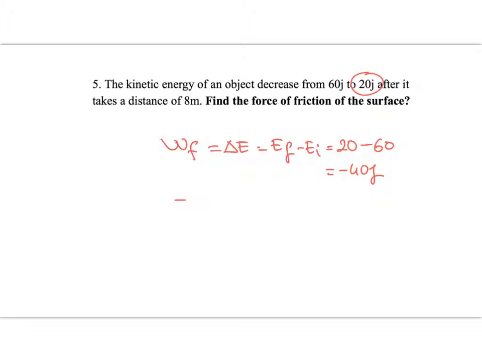The work done by friction is equal to minus F times distance, which is equal to minus 40. The distance is equal to 8, so F times 8 is equal to 40. So the force of friction is equal to 5 Newton.